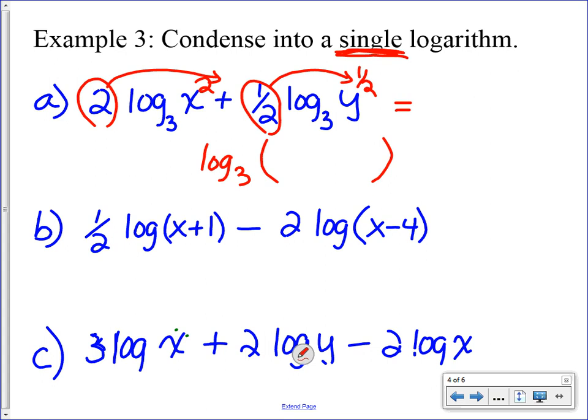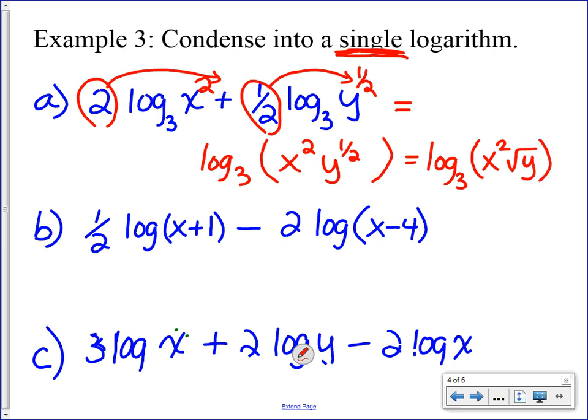Now, since we're adding the logarithms, we're going to multiply the expression. So we're going to multiply x squared times y to the 1/2. And then the last thing we might do is convert the fractional exponent to a radical, or a square root.